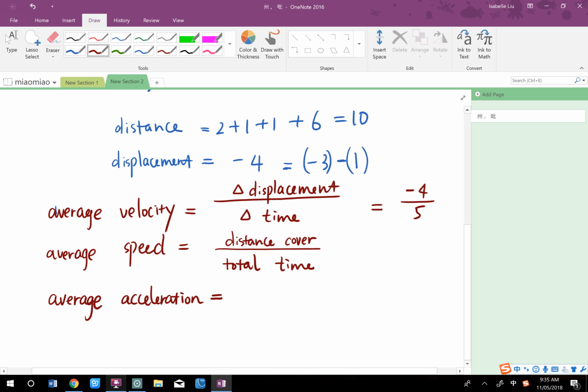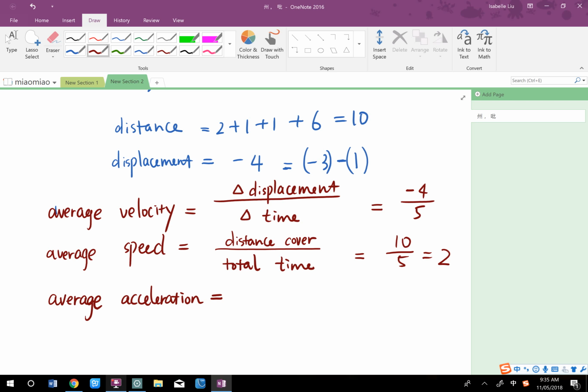Well, you can also say it's the change in distance over the change in time. So in the above example, distance is 10 in 5 seconds. Over 5, that gives me 2. The speed is related to distance, so I'll use change in distance, which is 10, over the change in time, which is 5. That gives me 2.